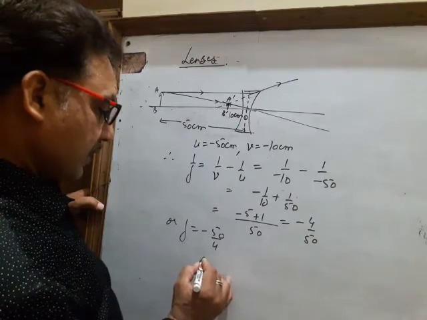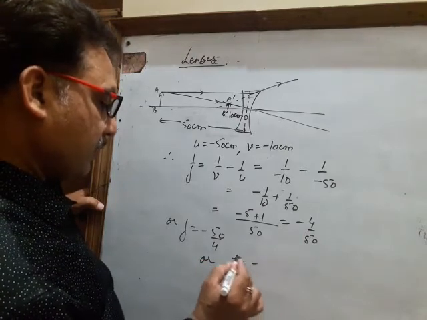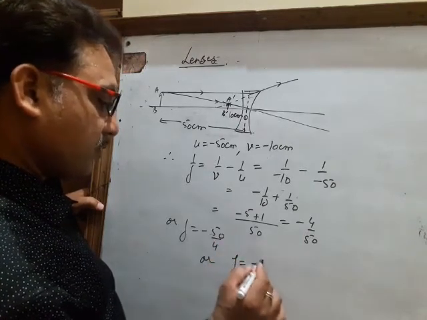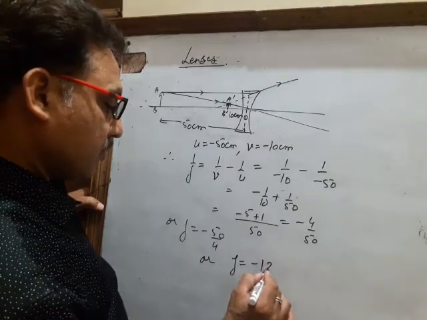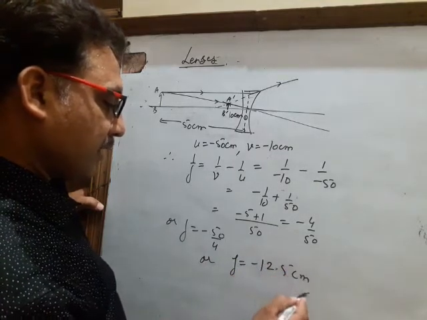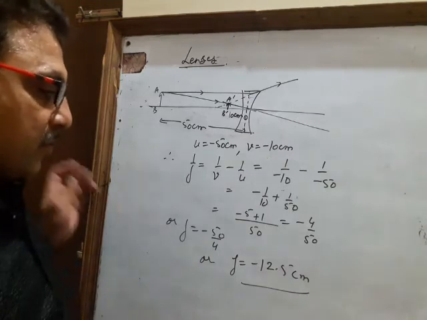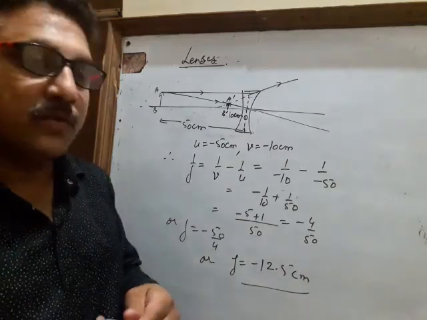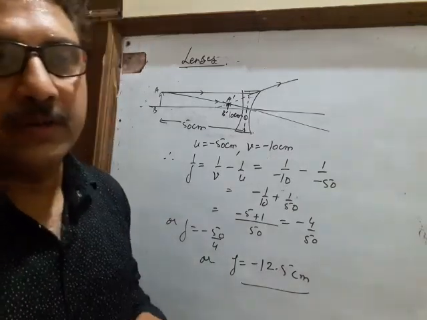Divide it, and f is minus 12.5 centimeter. This is the focal length of the concave lens. Of course, the focal length is negative for a concave lens.